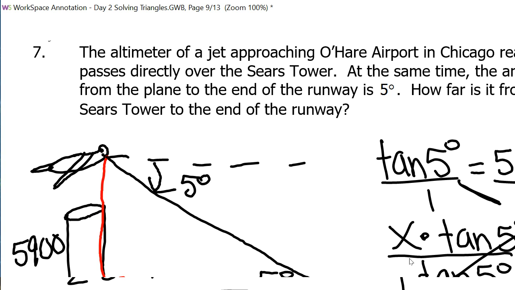We agree with that value, 67,437.3? Yes. Now we need units. And what are the units for this problem? Feet. So make sure you include the units with your answer. Okay, next problem.